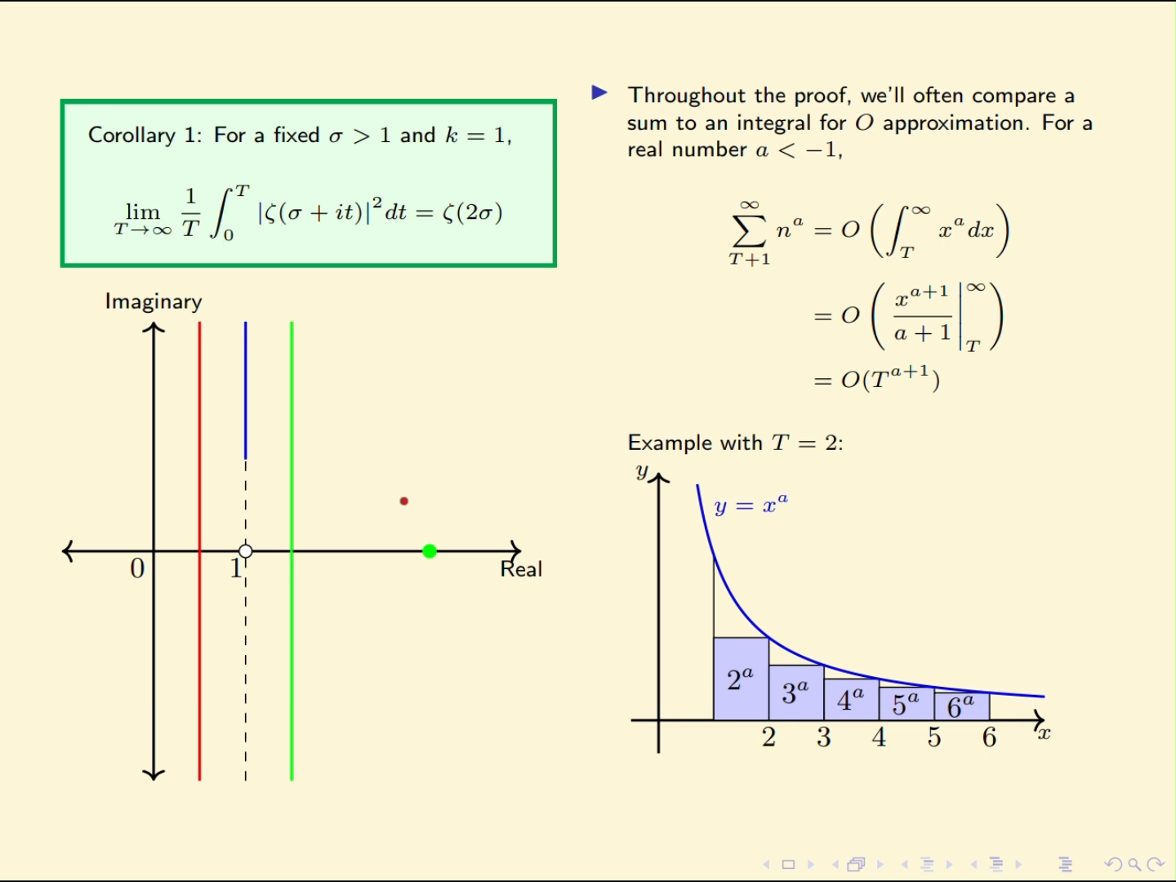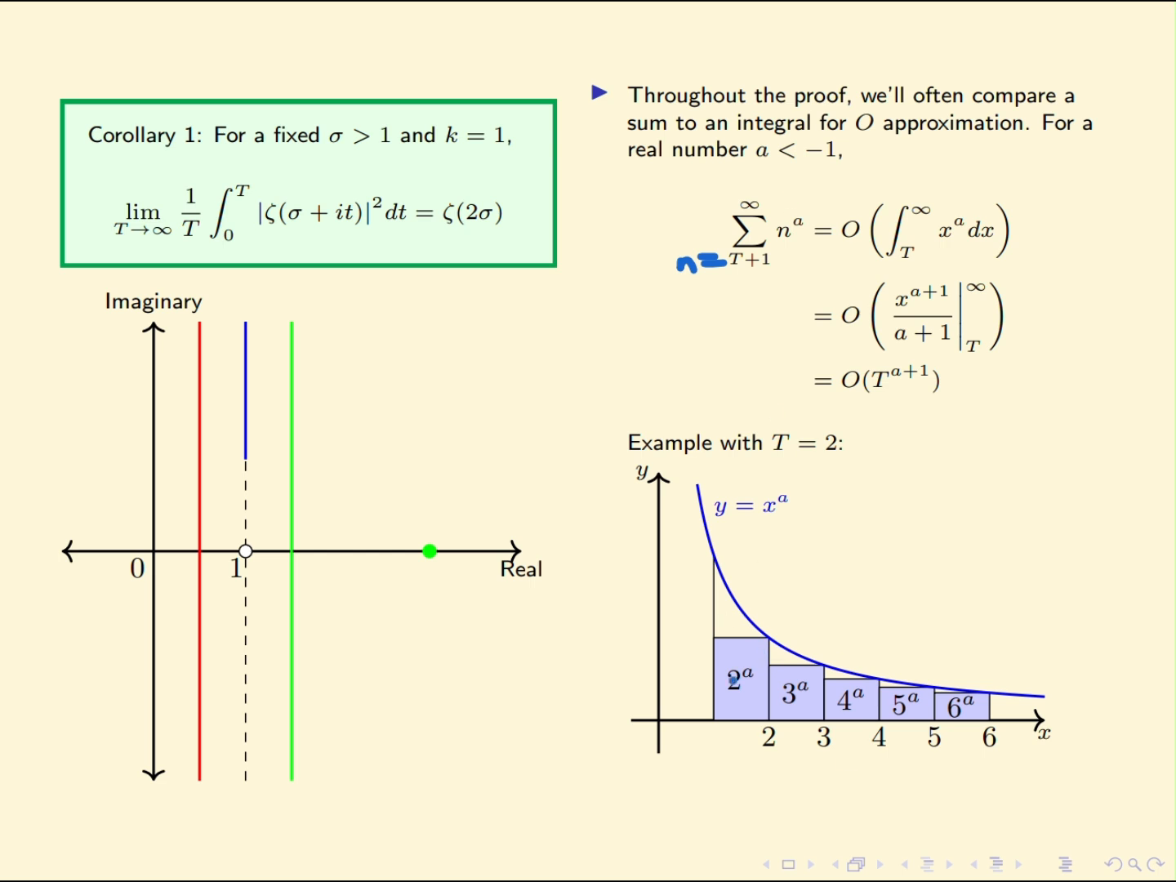Okay, and then we're going to go through the proof, and throughout the proof I'm often going to compare a sum to an integral for the big O approximation. This is called the integral test from calculus. For a real number a less than -1, the sum from n equals t plus 1 to infinity of n to the a power is equal to big O of the integral from t to infinity of x to the a dx.